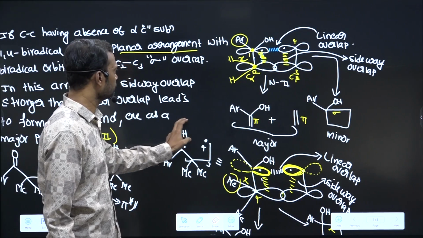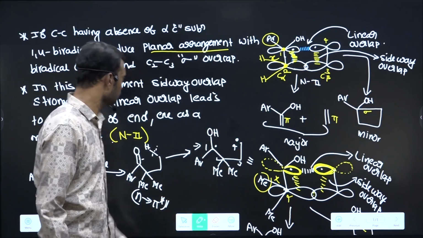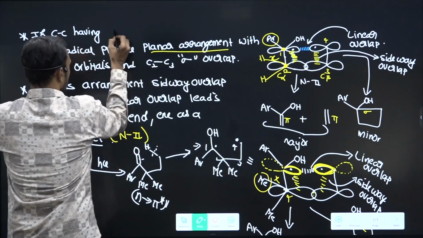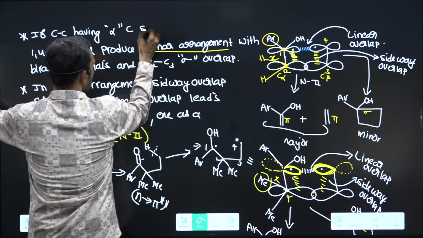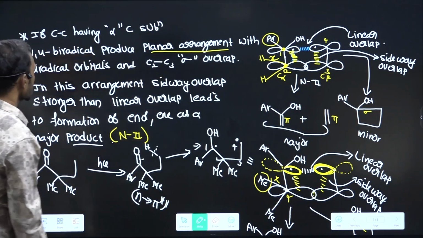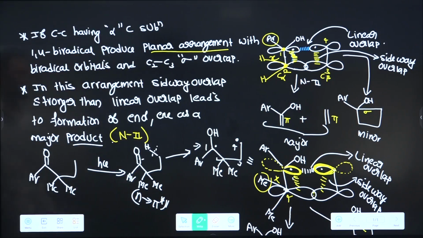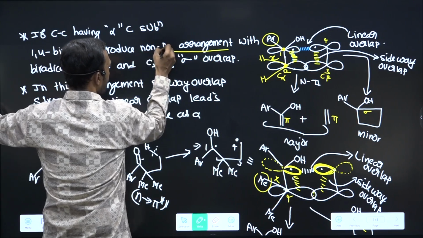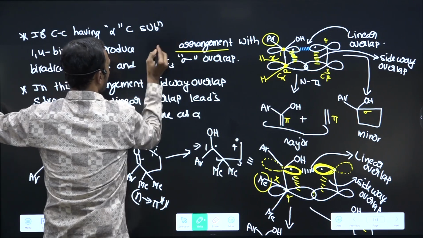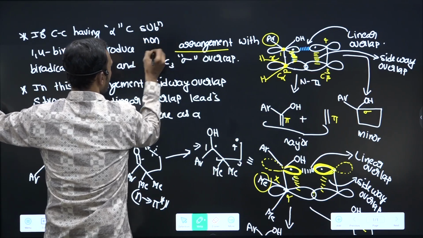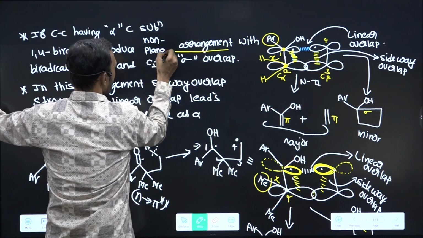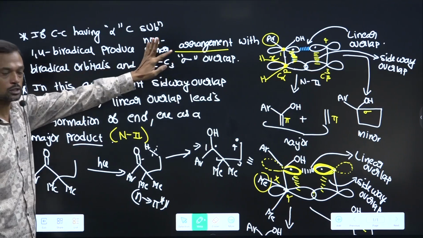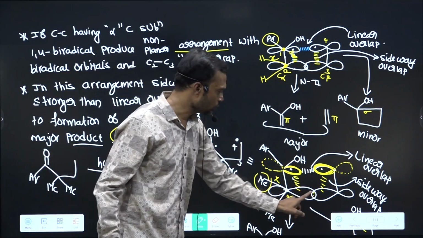So write this point. If a carbonyl compound has alpha carbon substitutions, the 1,4-biradical produces a non-planar arrangement, with the biradical orbitals and the C2-C3 sigma bond non-planar. Now this and this are non-planar.